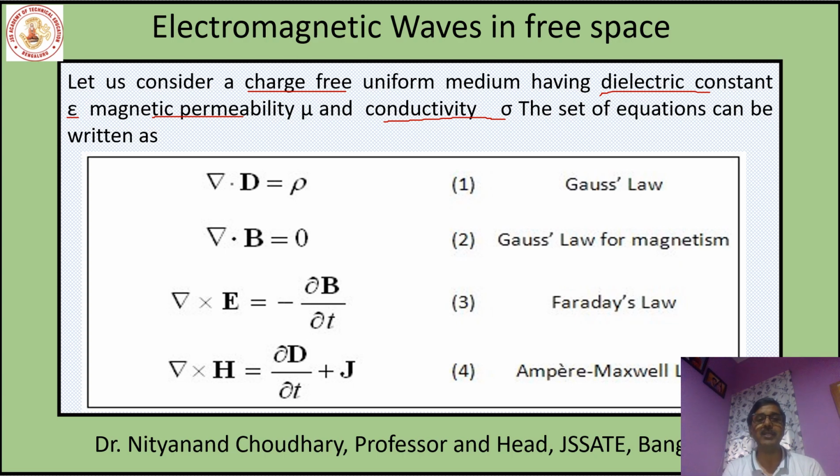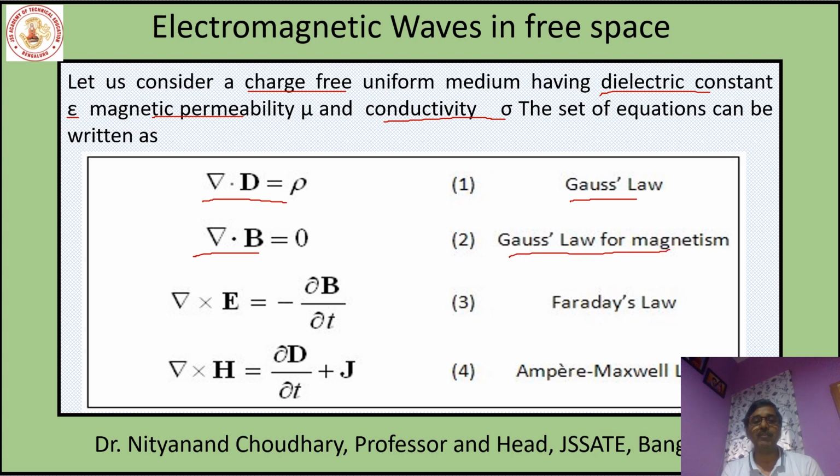Our first equation is the Gauss Law of Electrostatics, where we say del dot D is equal to rho. If I am saying del dot E, then it will become rho upon epsilon naught. This is your Gauss Law of Electrostatics, the differential form that we are aware of, and this is your first law. The second law is the Gauss Law of Magnetostatics, that is, the total magnetic field coming out from a bar magnet or any surface of the magnet is zero. So this is Gauss Law for magnetism.